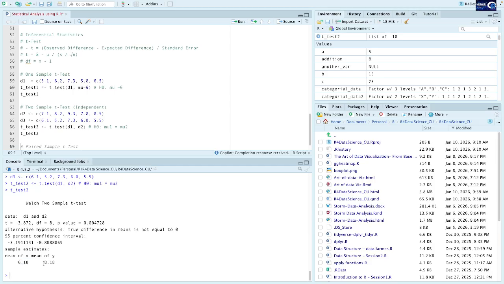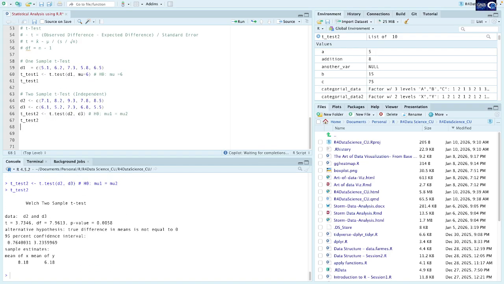Sorry, there is one small mistake. It is actually D2 and D3. Now the result changes.